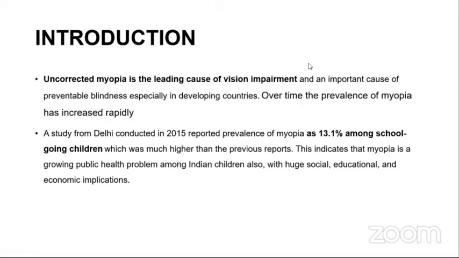Uncorrected myopia is a leading cause of vision impairment and an important cause of preventable blindness, especially in a developing country like ours. According to a study conducted from Delhi in 2015, the prevalence of myopia is 13.1% among school-going children, which was much higher than previous reports. This indicates that myopia is a growing public health problem, which has a huge social, educational, as well as economic implication.